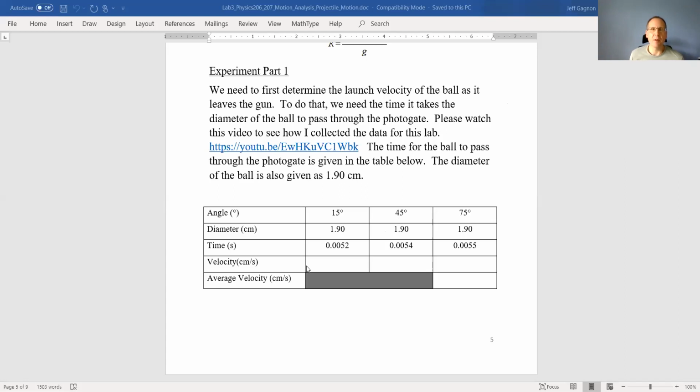So basically in this table, I launched the ball at 3 different angles: 15 degrees, 45 degrees, and 75 degrees. And I measured the time it took the ball, meaning the diameter of the ball, to pass through a photo gate that was right on the end of the launcher. And the times are pretty similar, right? Because they're not going to change too much. In this case, it was 0.0052 seconds, 0.0054, and then 0.0055 seconds. The diameter of the ball is obviously the same, and we're going to use 1.90 centimeters as a diameter.